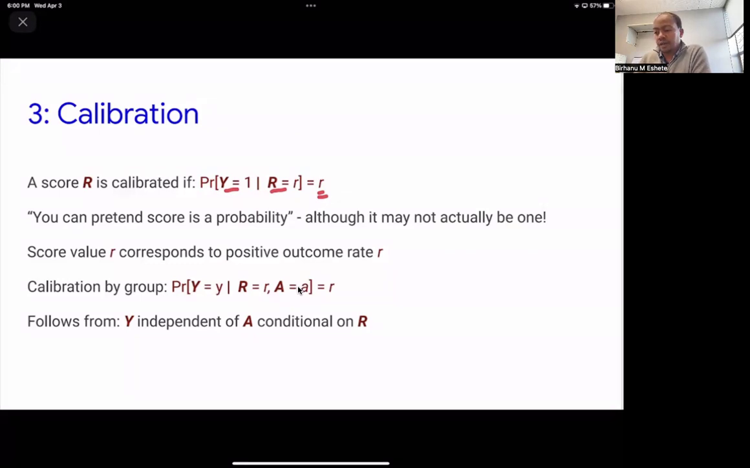So the score value R corresponds to what we call a positive outcome rate R. And the calibration by group is going to be the probability that the outcome is Y given the score R, and the person is coming from group A, for example, male, is R. So basically what we're doing here is Y is independent of A, conditional on R. So we're conditioning this on the score to balance the outcome for different groups.